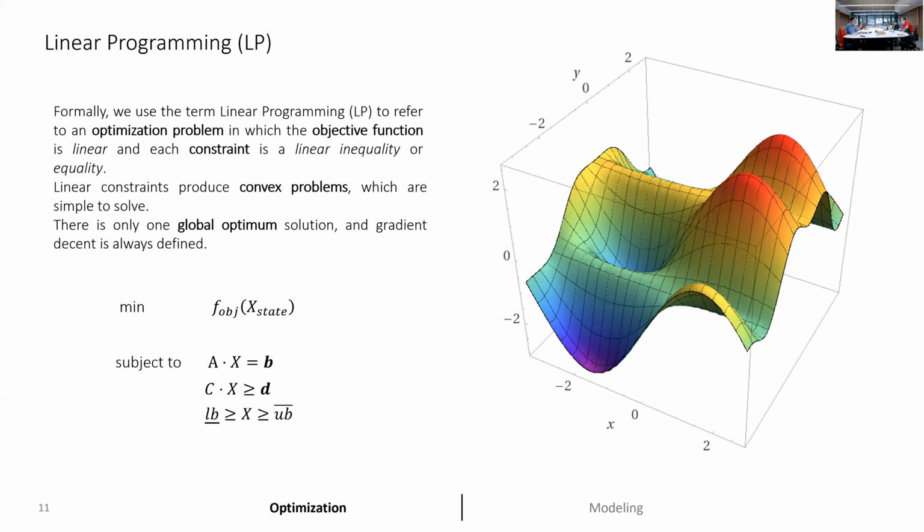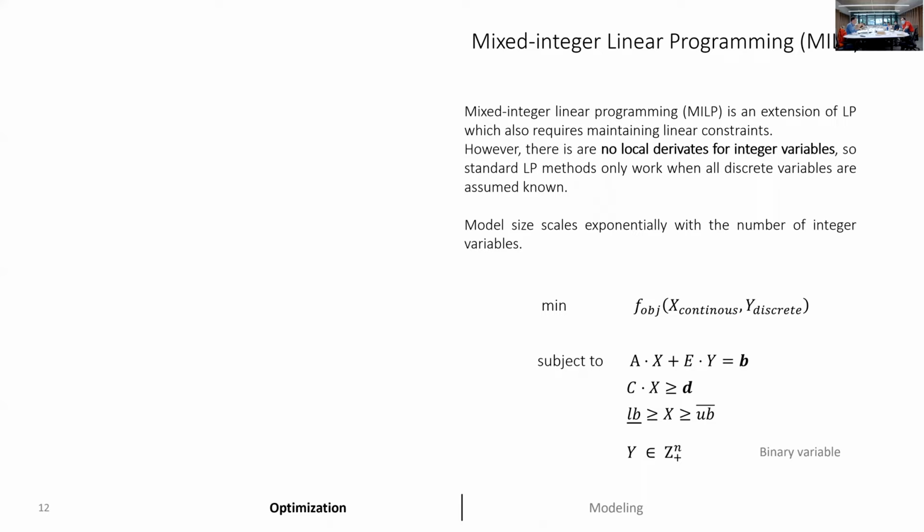Then we have mixed integer linear programming. So it's still convex problems, but because with mixed integer linear programming we have the inclusion of binary variables, there are no local derivatives for integer variables because they're either zero or one. They're not continuous variables. So because there are these breaks in the state space, the standard LP methods only work when these discrete variables are assumed known. And so the approaches to define it are a bit different.